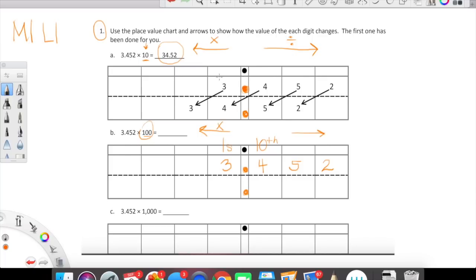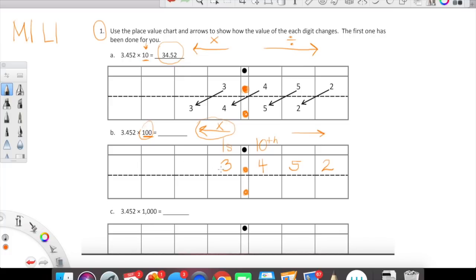Well, let's look up here. We multiplied by 10 and each digit shifted one place value to the left or one column to the left because there is 1 zero in 10. Now we are multiplying by 100. 100 has 2 zeros, which means each of our digits is going to shift, yes, to the left because we're multiplying. Each digit is going to shift 2 columns to the left because now we're multiplying by 100. So the digits are going to move 1, 2 columns to the left. So let's see what that looks like.